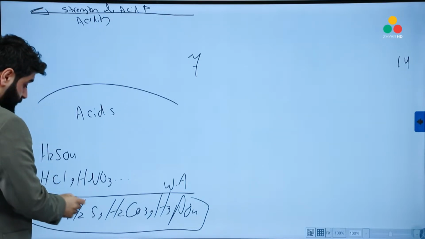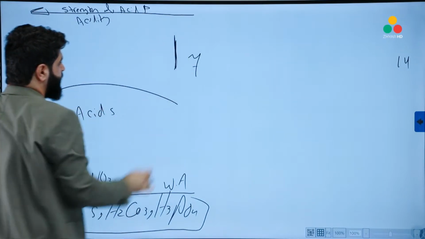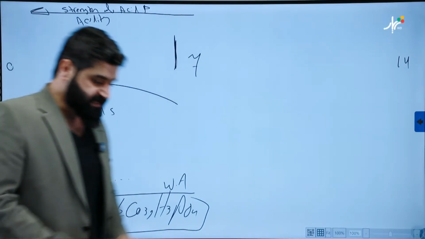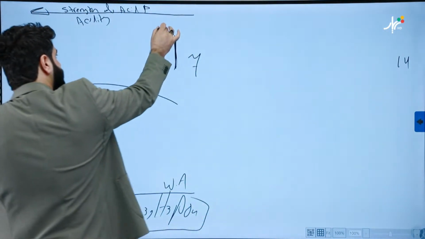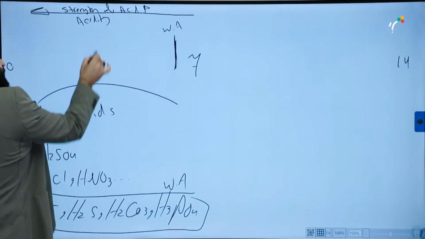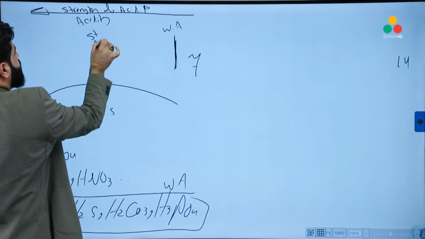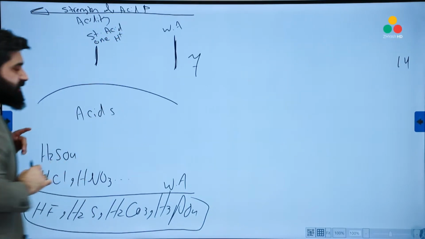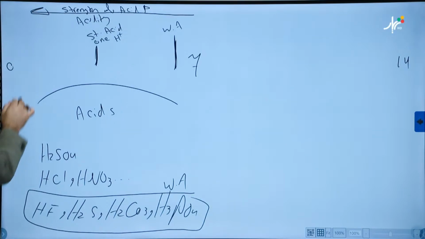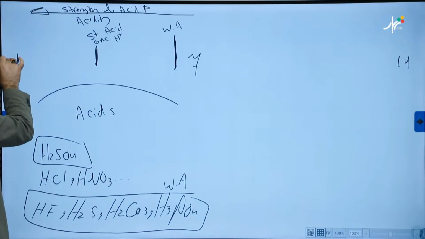The weak acids have the greatest pH among the acids. Then, in the middle, between 0 and 7, we have strong monoprotic acids with one H. And the strong diprotic acid is located beside 0.